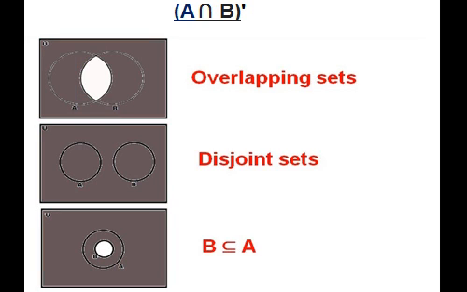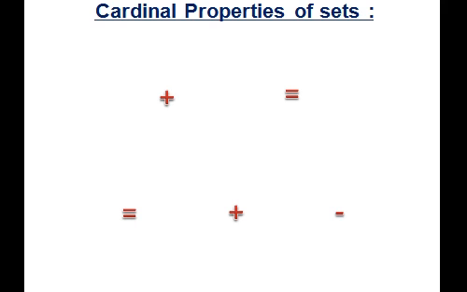Then we move ahead with the complement of A intersection B. So we are going to exclude the common part and rest everything will be colored. So you can see it in the overlapping set. In the case of disjoint sets, there is nothing common, so everything is colored, and in the case of proper subset, the common part is excluded.